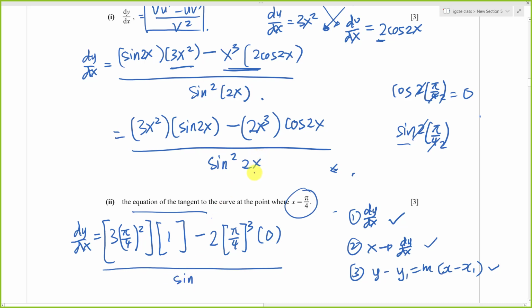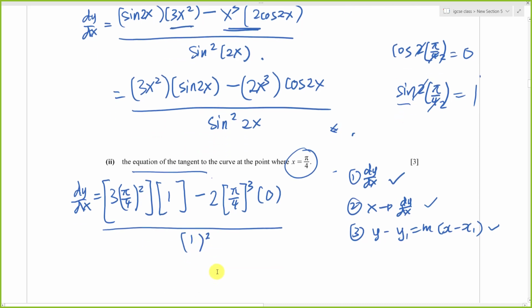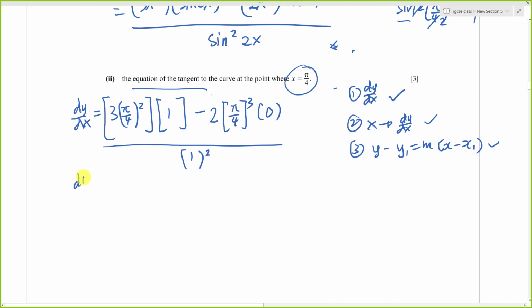sine 2x, which we know basically equals 1, right? We just did it just now. If I square the whole thing, it is 1 squared, which is 1 also. Then I can ignore the zeros, so I only get this answer here, which is 3 pi squared over 16.